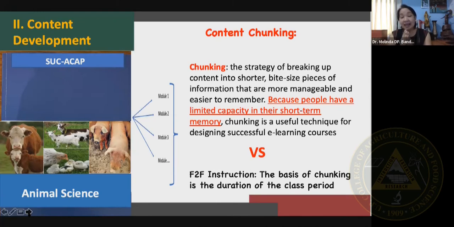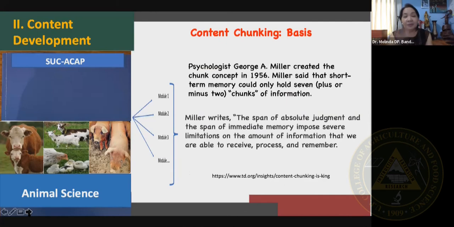But in e-learning courses, we will consider more that limited capacity. So ano yun? Ano yung basihan? So yung chunking, hindi lang yung basta inisip or wala lang, nakatuwaan lang na chunking is king, di ba? Hindi ganon. May basihan yan, and that is what we can retain, the information that we can retain at any given time. So shorter, bite-sized pieces of information. Okay? So, ito yung basis niya.